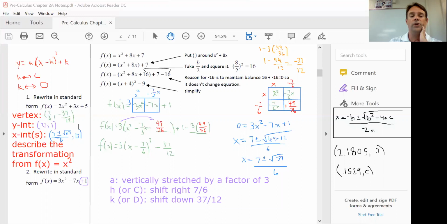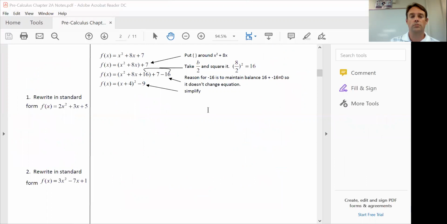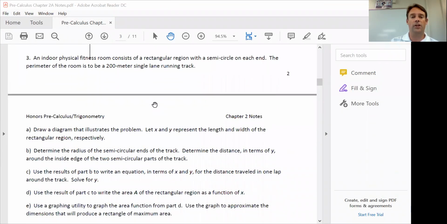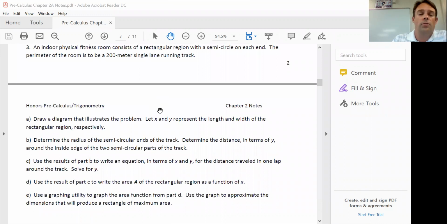All righty, vertex, y-intercepts, x-intercepts, describing our transformations. We could graph if we wanted to. I know you guys could. No reason, though, at this point in time. But we're going to look at one final little thing, a fun, handy-dandy little problem here.